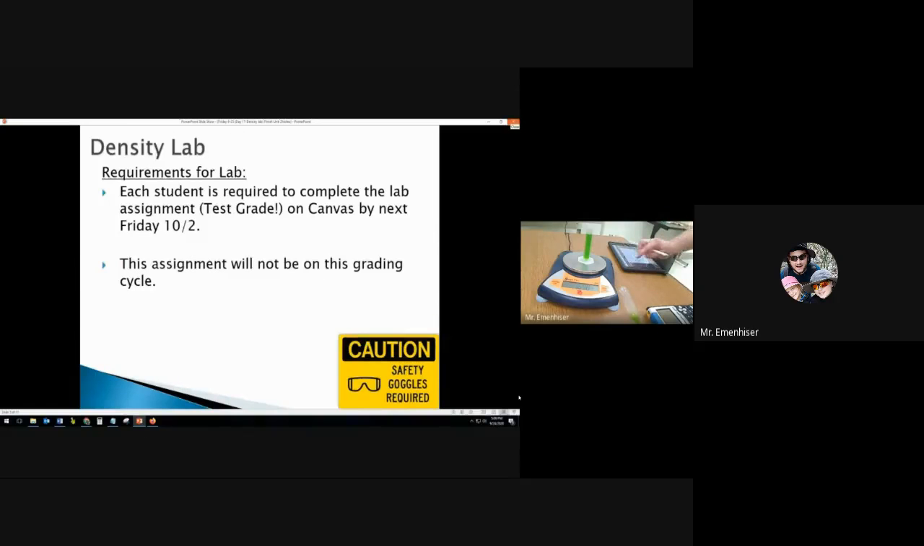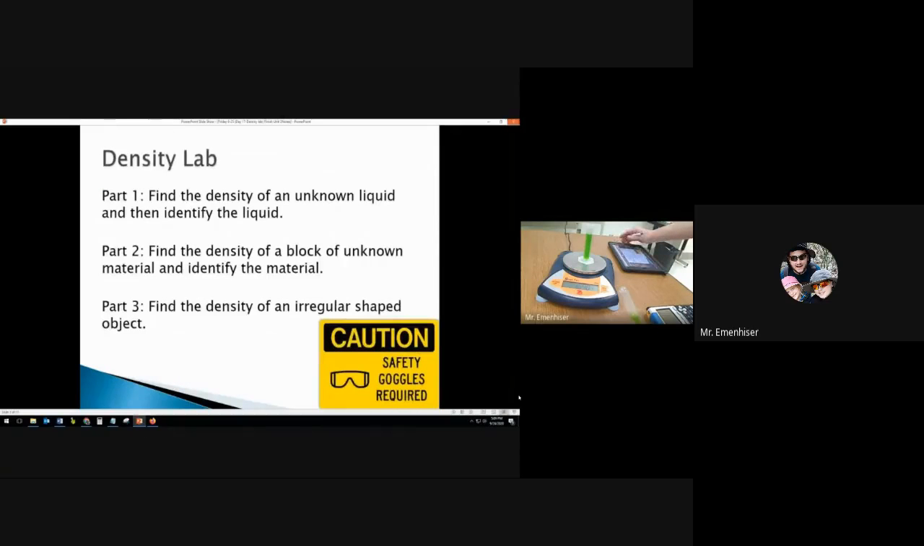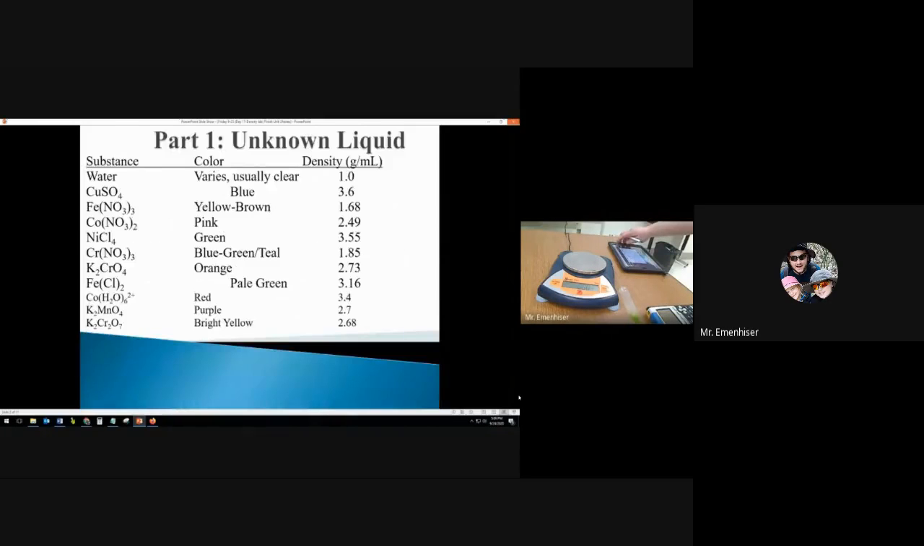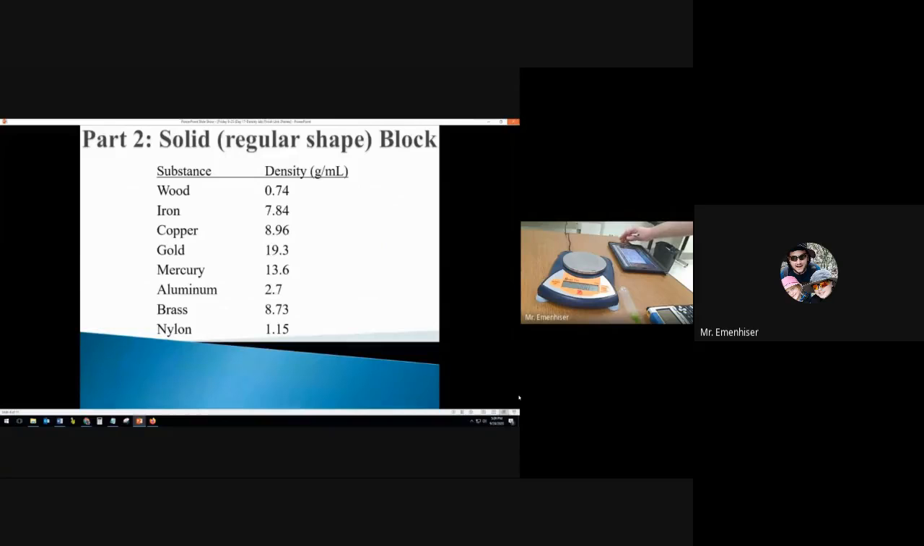Okay, part 2. Find the density of a block of unknown material. And then we want to identify the material. There's our table of values for densities. We're going to find the density and then compare it to the table. Look at that shiny metallic cube.